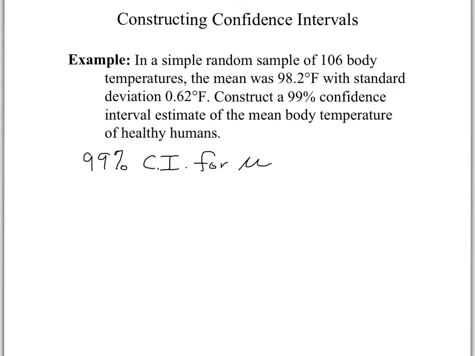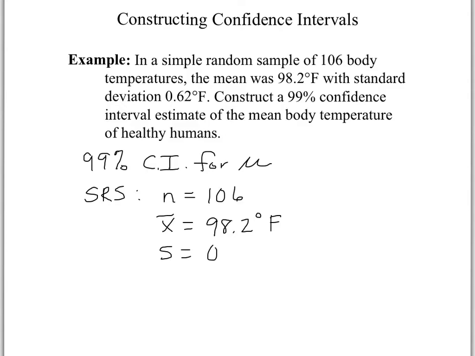And the information that we're given is our simple random sample had 106 elements in it. So n is 106. The mean that they're talking about up here came from the simple random sample, so that mean is going to be x bar. And so x bar is 98.2 degrees Fahrenheit. And the standard deviation is also coming from the sample, so that's going to be S is 0.62 degrees Fahrenheit.